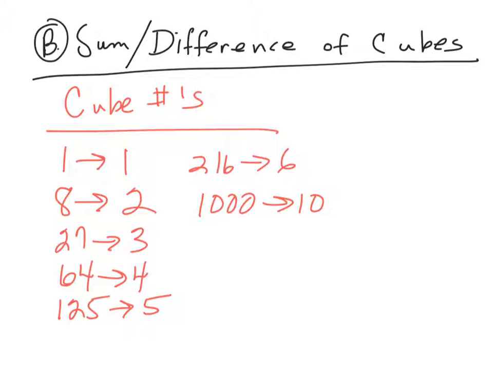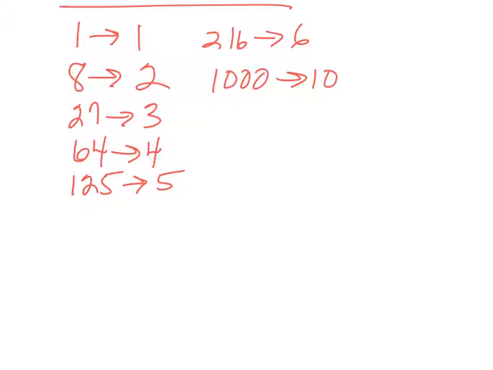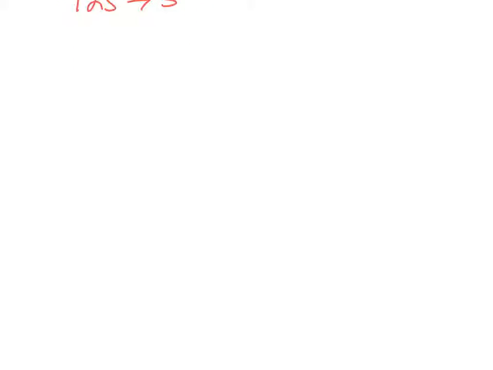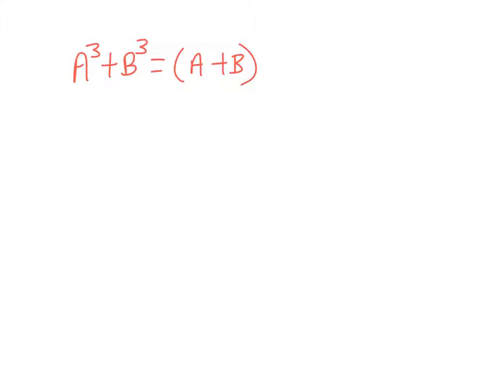The formula for factoring the sum or difference of cubes looks complicated, but it's not as bad as you think once you see how it works. Let me show you the formula for the sum of two cubes first. It goes like this. A cubed plus B cubed factors as follows: A plus B times A squared minus AB plus B squared.